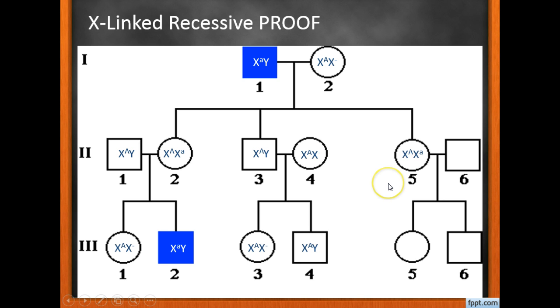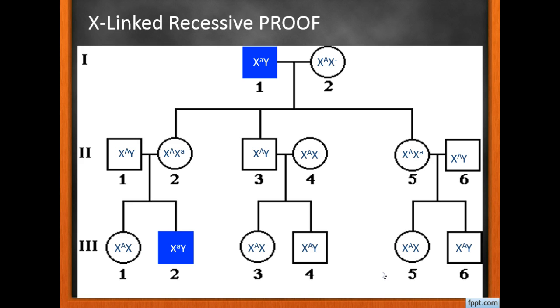If we come over, we have big A, little a, which is doable because dad is giving the little a, mom's giving the big A. Dad's giving the Y, mom's giving the big A, so it's not affected. Here, dad is giving the big A. The mom, we don't know which one she's giving. And here, dad's passing down the Y, mom's passing down the little a. So this works. This is our proof for the X-linked recessive.